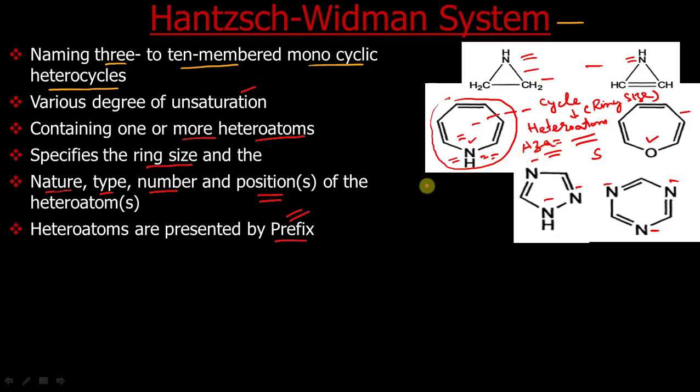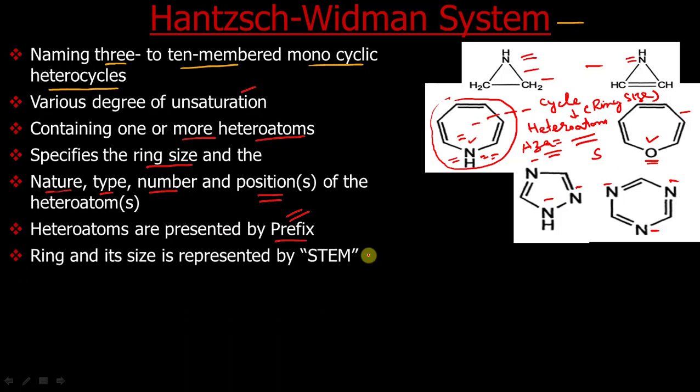We will see in the next slide what the different prefixes are for different heteroatoms. So heteroatoms will be represented by a prefix, whereas the second part, the ring, its nature and its size, will be represented by the stem. There are some rules to specify the stem that we will also discuss in our next slide. So far you can learn that the name of any heterocyclic compound will comprise two things: prefix plus stem. This will give you the name of the heterocycle.